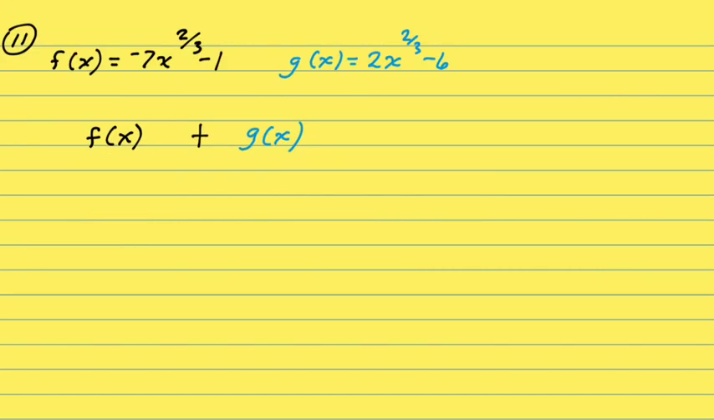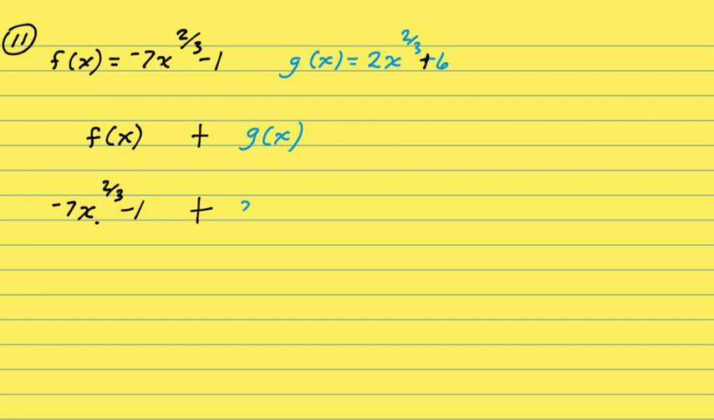Now on 11, they give us f plus g. So f is negative 7x to the 2/3 minus 1 plus g, which is 2x to the 2/3 minus 6. These are both x's to the 2/3. So I should be able to combine them. Okay, I apologize, I wrote this down wrong. This should say plus 6.